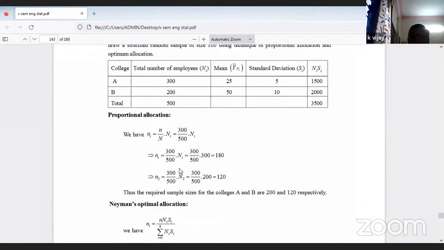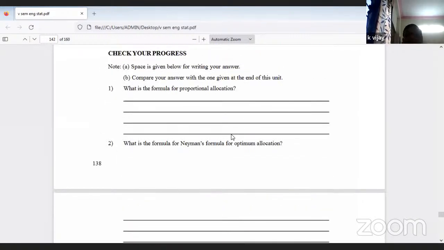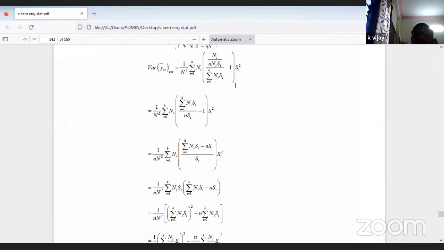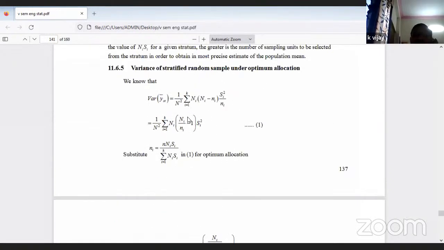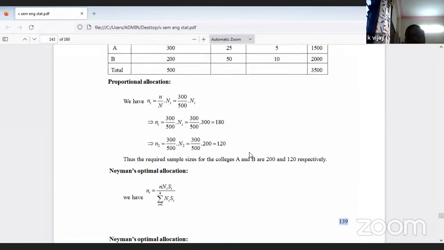300 by 500 into Ni is equal to 300 by small n and capital Ni here. Small Ni, capital Ni. Small n and capital Ni, both the values are same. So therefore 300 by 500 into 300, so they can become any cancellation? How is the value? Tell me 300 by 500 into 900 by 500. How much? 180 is correct?